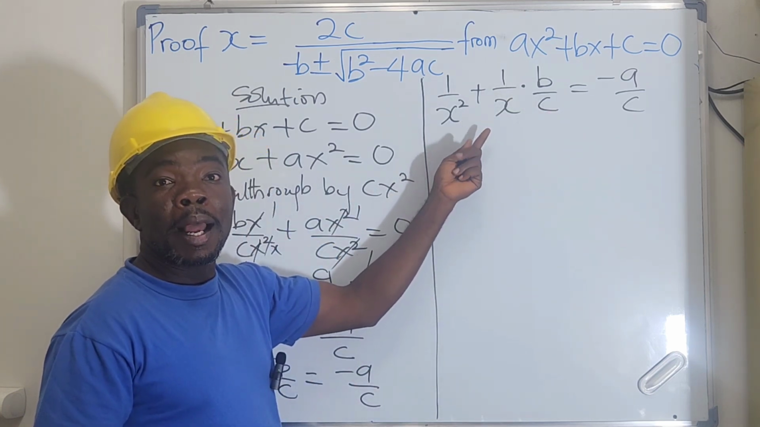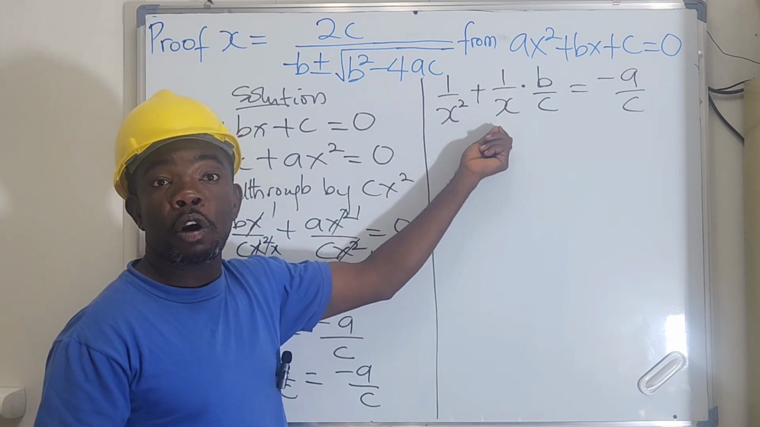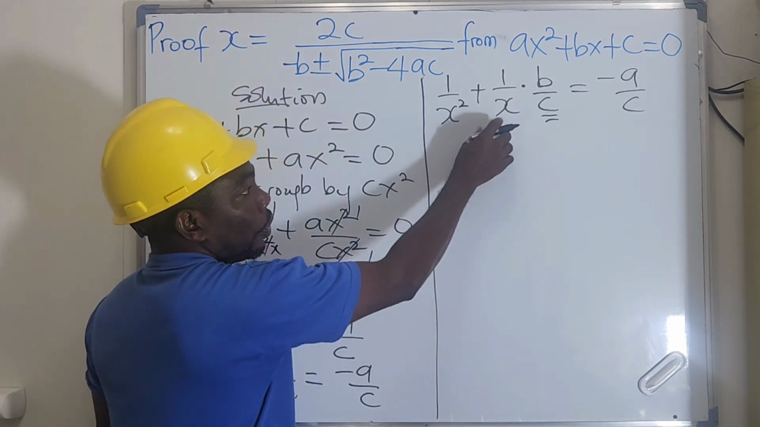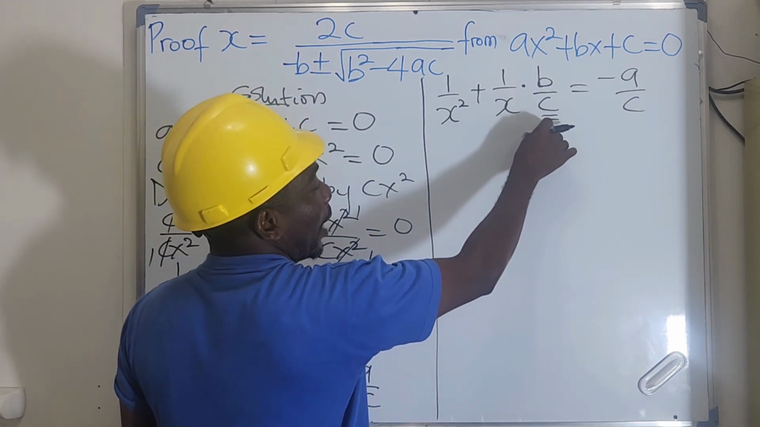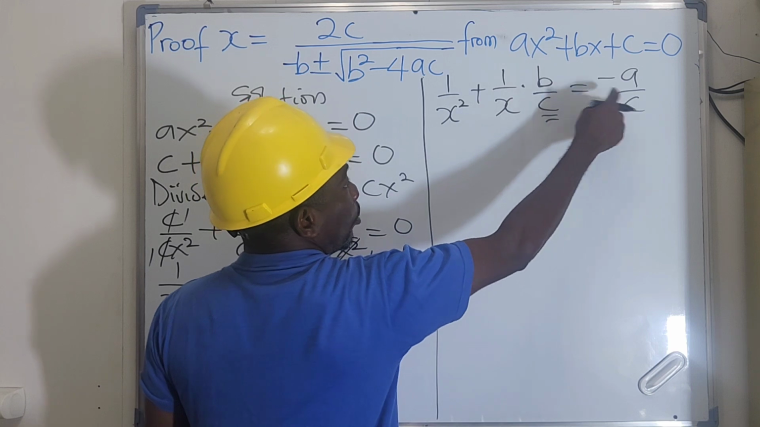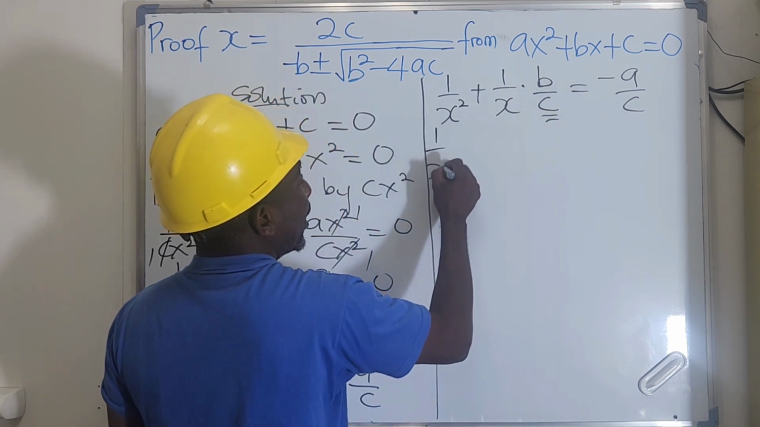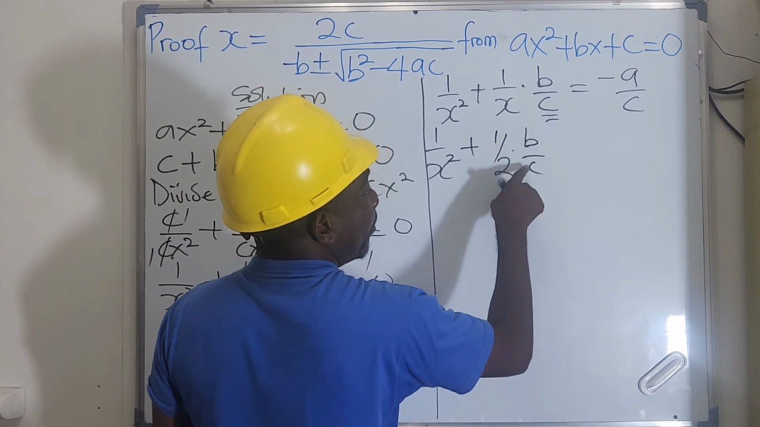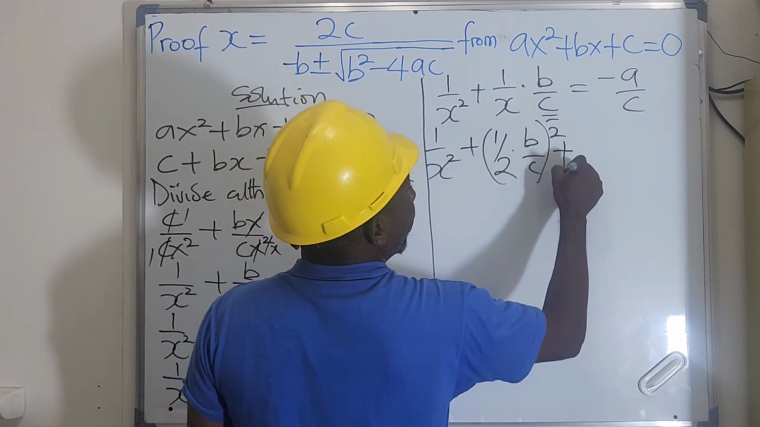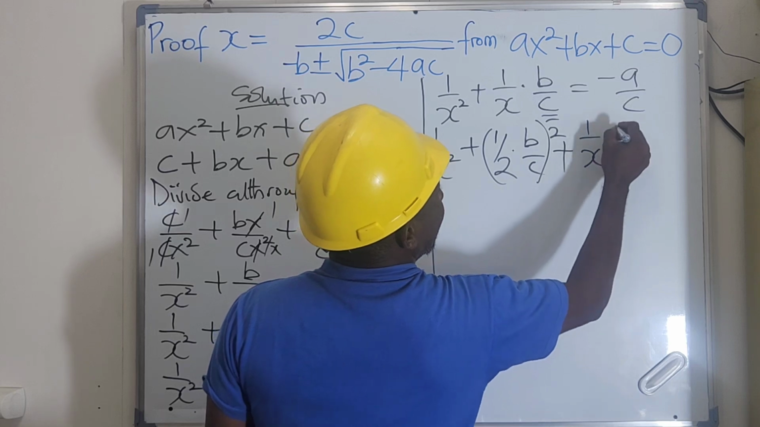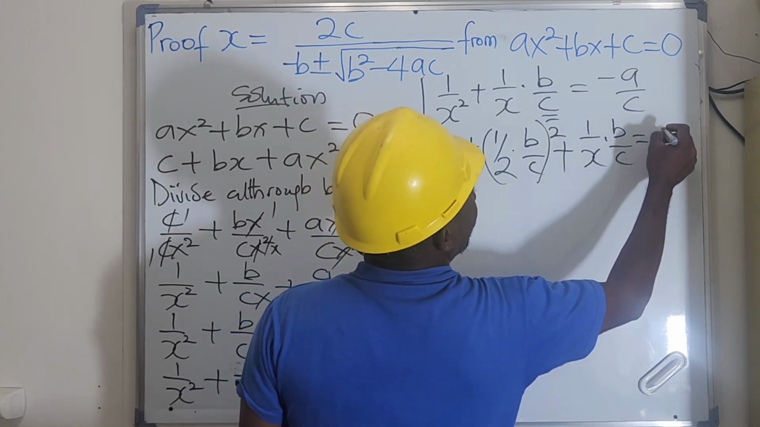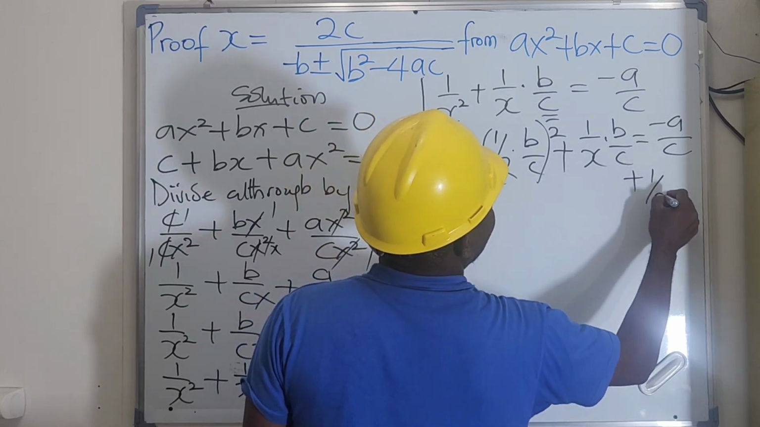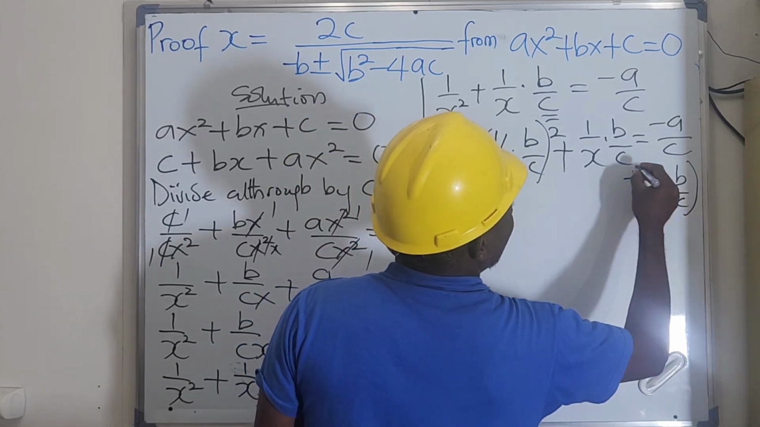So we are going to add half the square of the coefficient of 1 all over x to both sides. So this is the coefficient of 1 all over x. So we are going to add half the square of this to both sides. So this will become 1 all over x squared plus half times the coefficient, which is b all over c, squared, plus 1 all over x times b all over c equals minus a all over c plus half times b all over c squared.